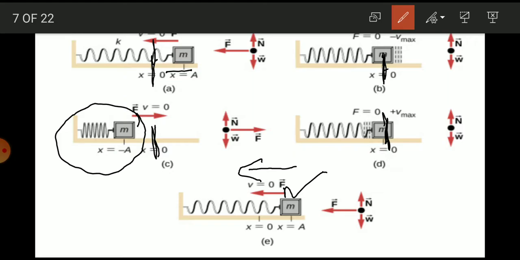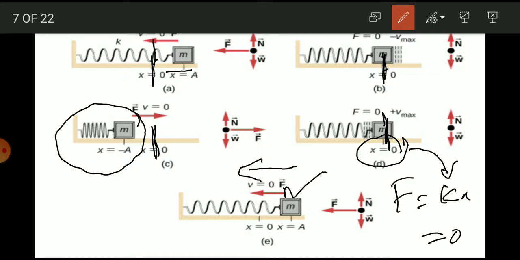Here force is 0 because it is at mean position. According to Hooke's law, F is equal to kx. So at this position displacement is 0, so force is 0. Here force is 0 because displacement is 0. At this point force will be maximum. Restoring force will be maximum.